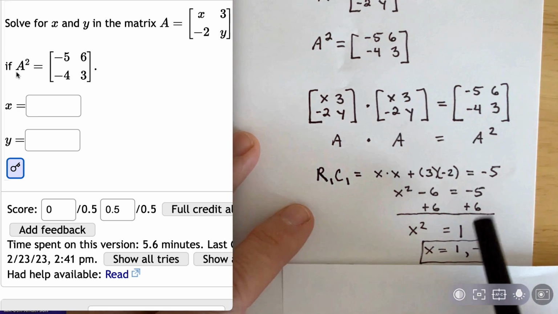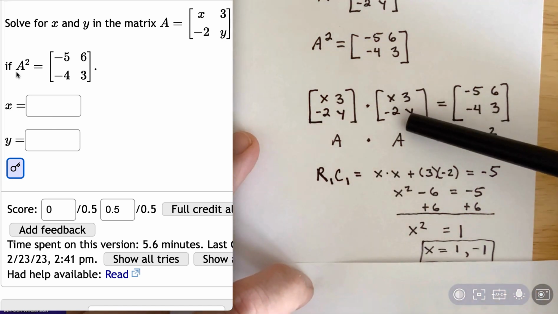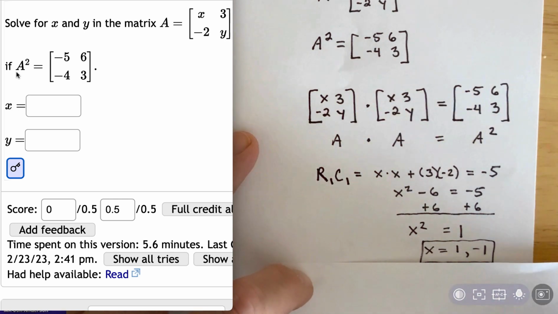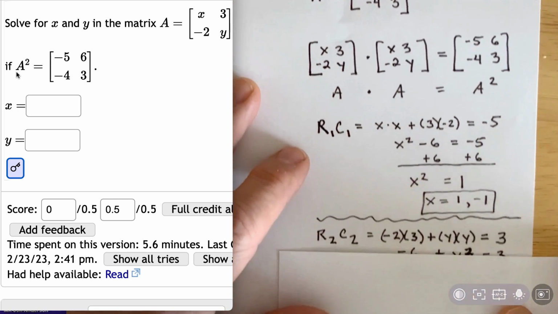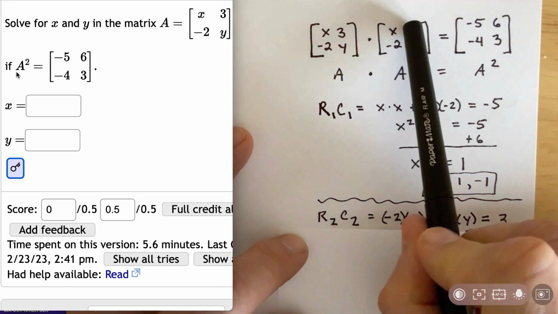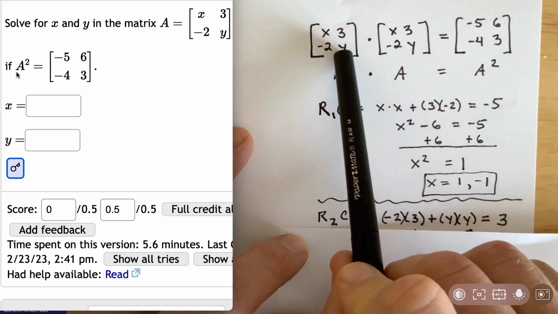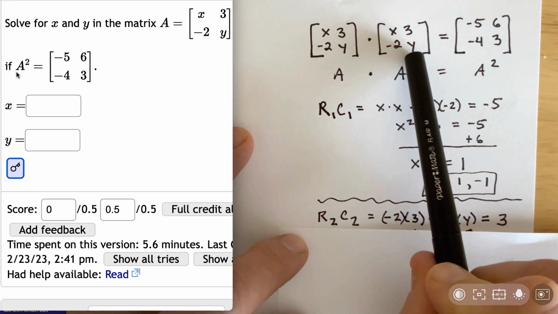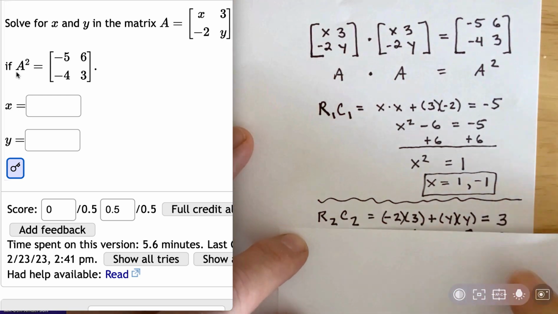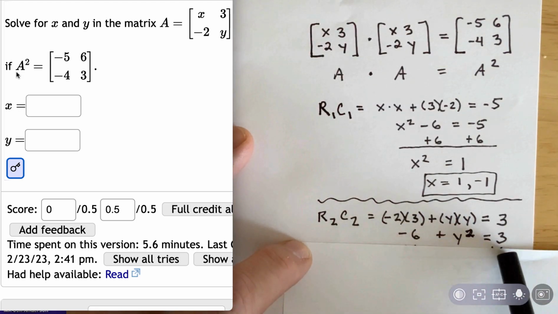Now you'll notice also the y's. The y's show up here in row 2, and they also show up in column 2. So I would want to know the answer to row 2, column 2, which is a 3. And we'll set up an equation for that one also. For row 2, column 2, you're going to take row 2 times column 2 and take -2 times 3, and also take the second number of the row, y, times the second number of the column, y, and get y squared equals the row 2, column 2 answer. Finally, as you multiply out the values, you get -6 plus y squared equals 3.